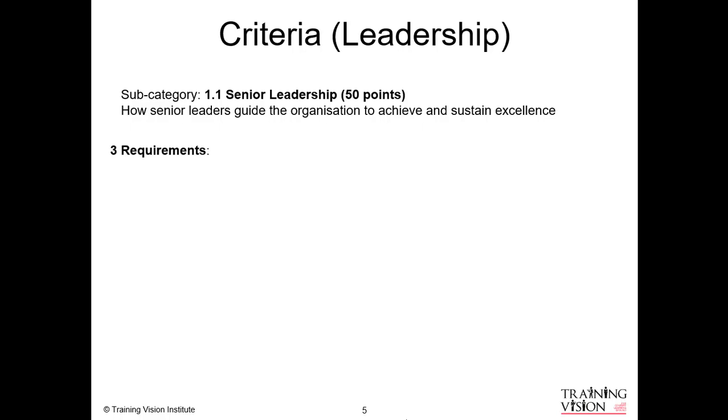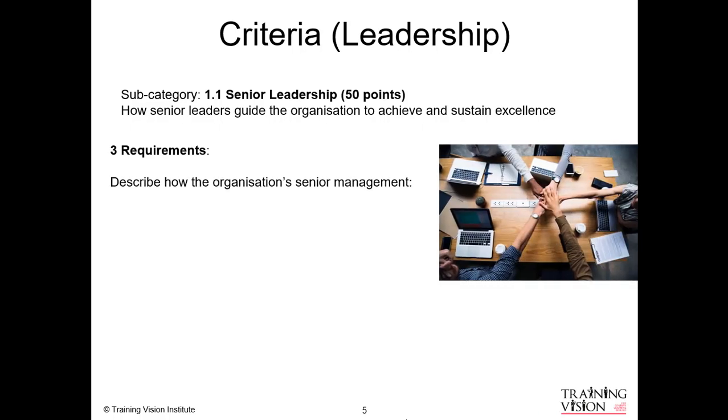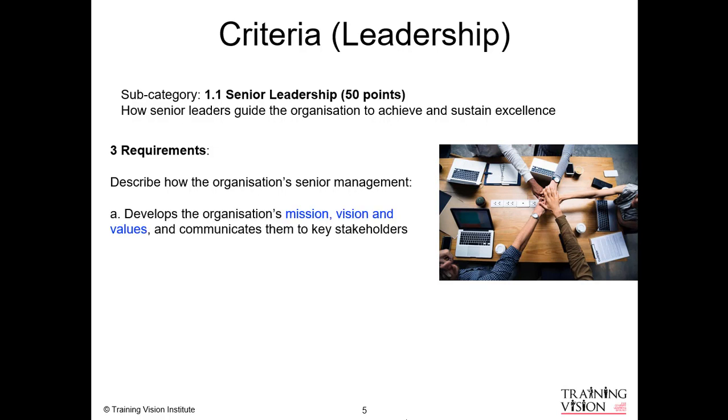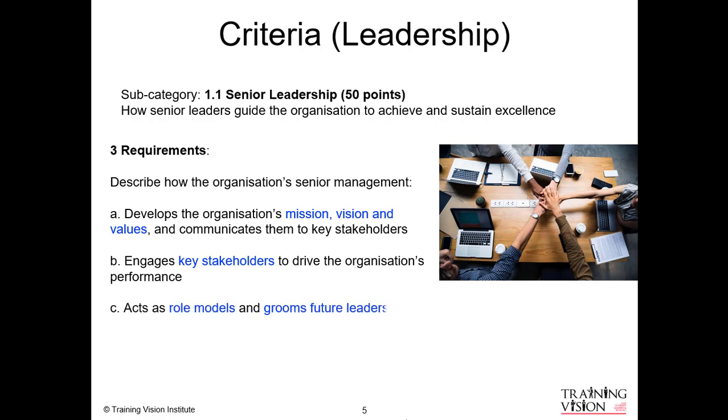There are 3 requirements for this subcategory. It describes how the organization's senior management A. Develops the organization's mission, vision, and values and communicates them to key stakeholders. B. Engages key stakeholders to drive the organization's performance. C. Acts as role models and grooms future leaders.